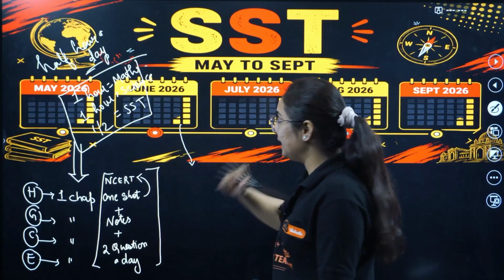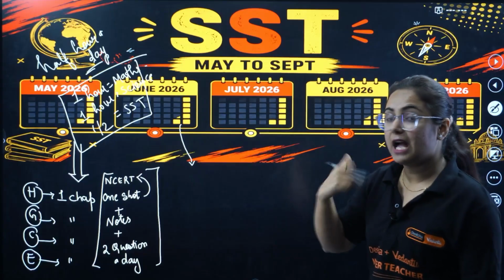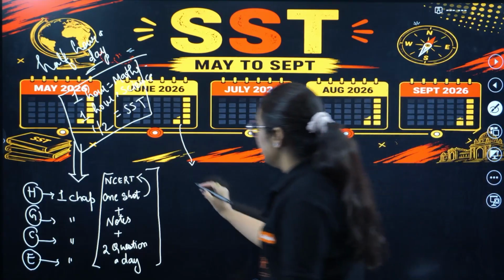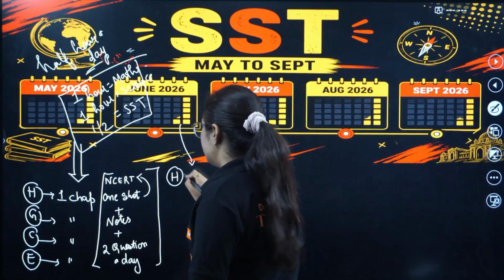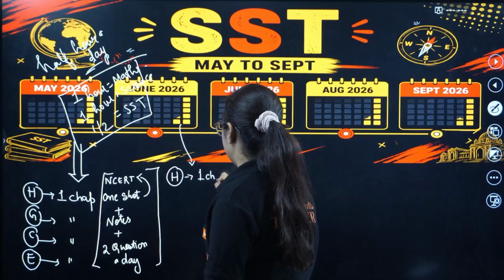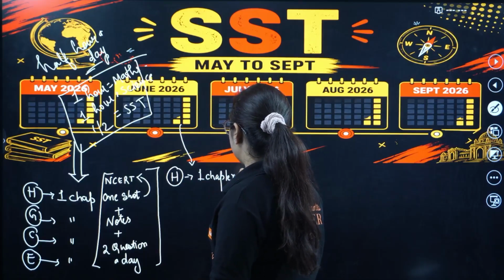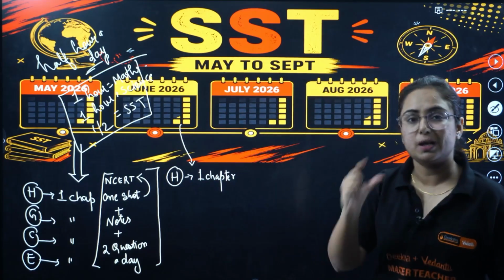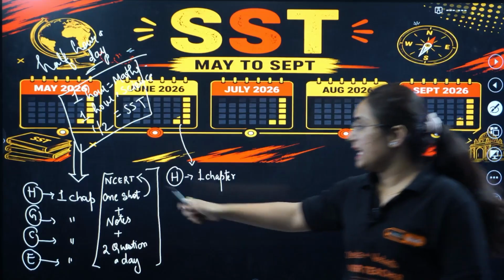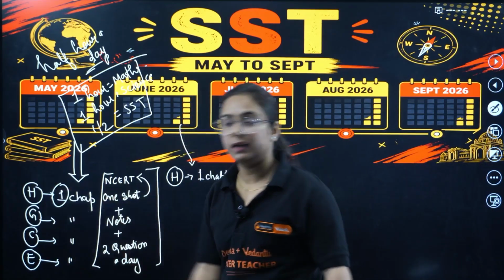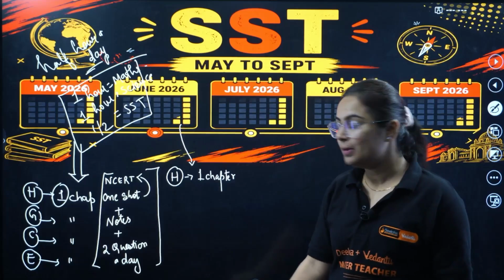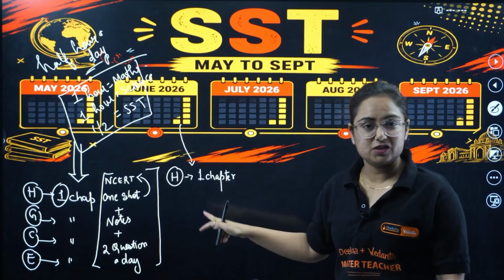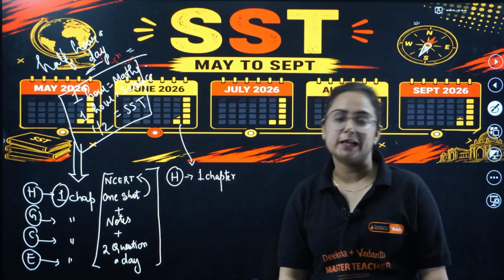Now we have to increase the chapters. We have to increase what? The chapters. If I say history, just go with 1 chapter only, beta, because the chapter is quite long and you will need 1 complete week to do so. Like if you studied here chapter number 1, Rise of Nationalism in Europe, complete it, then the 2nd chapter, that is Nationalism in India.